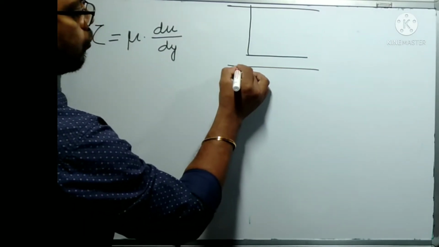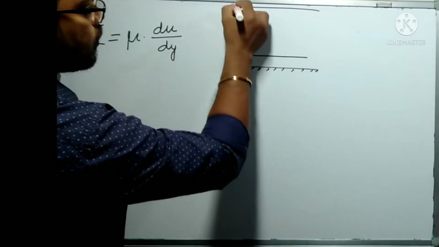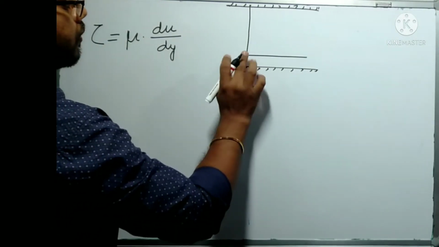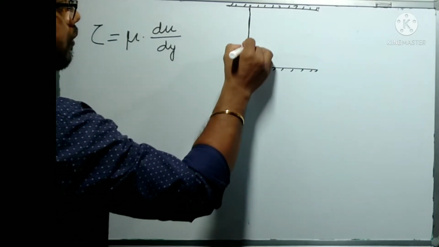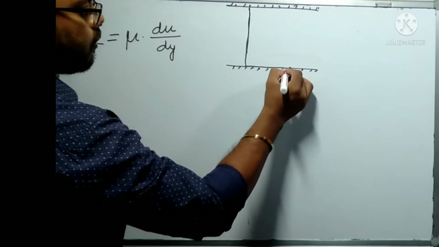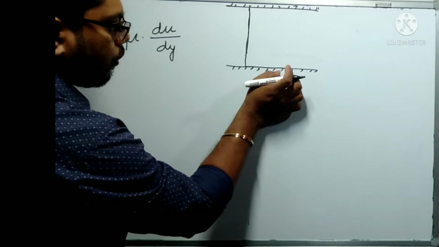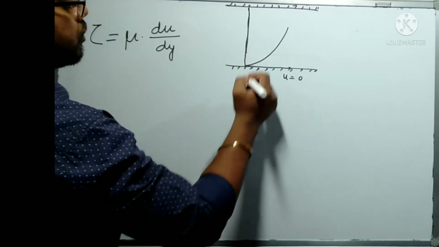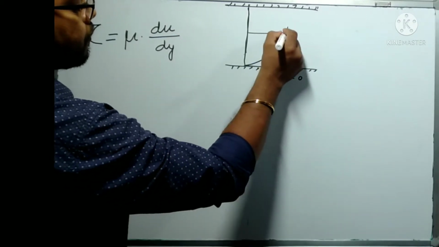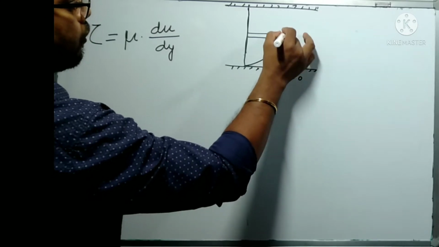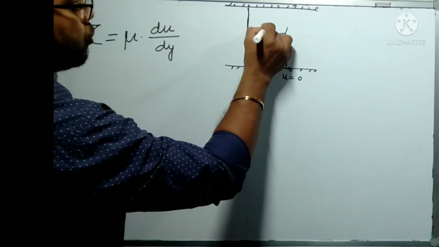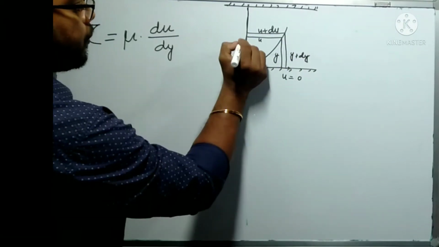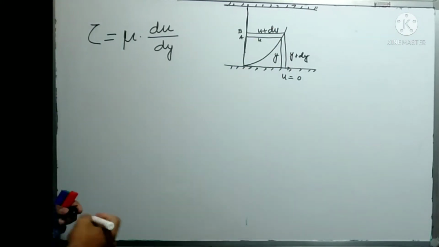Fluid is flowing in between two solid surfaces. At the adjacent layer of the solid surfaces, the velocity of fluid is 0. This was the velocity profile. We have already discussed this. This is u plus del u, y plus del y. A and B, these two are adjacent layers of fluid.